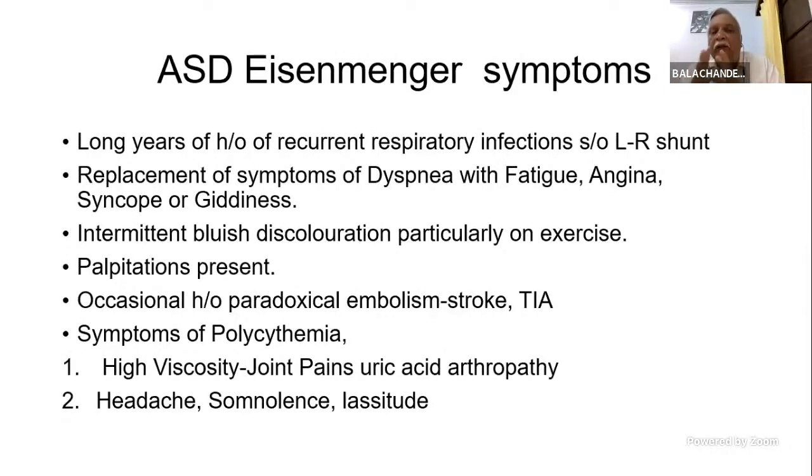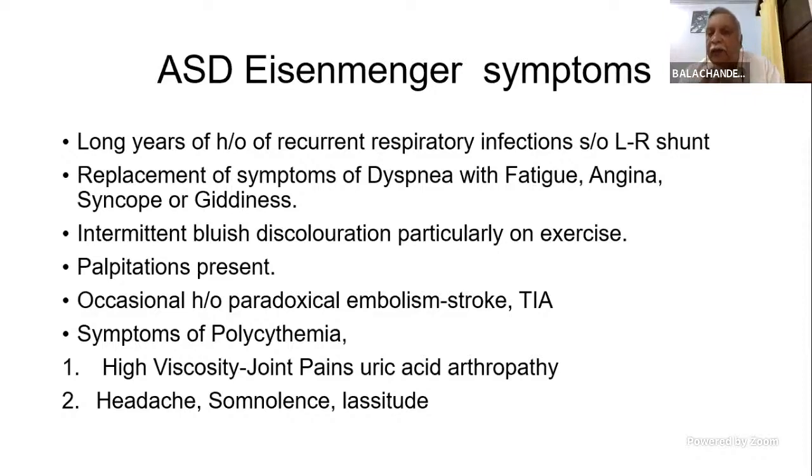So the important thing is the history. There's a long history of recurrent respiratory infections with left to right shunt. And digressing a little bit for the postgraduate, today the definition of recurrent respiratory infections is slightly changed. Previously we used to say more than 3 or 6 with admission, with IV antibiotics, etc.